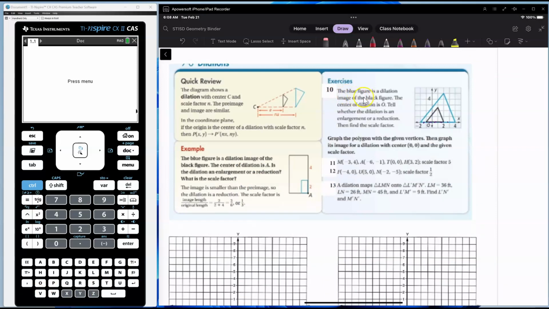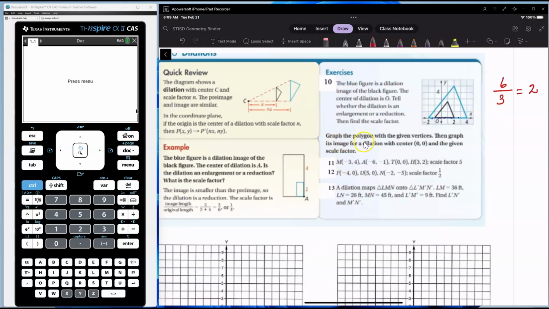Number 10, the blue figure is a dilation image of the black figure. So this is our image, and the black triangle is the pre-image. And we notice that this will be an enlargement. Now we need to figure out the scale factor. So I'm going to count the base of the blue triangle. 1, 2, 3, 4, 5, 6. So that was our final image measurement for the base. And then the pre-image was 3. So the scale factor was 2.